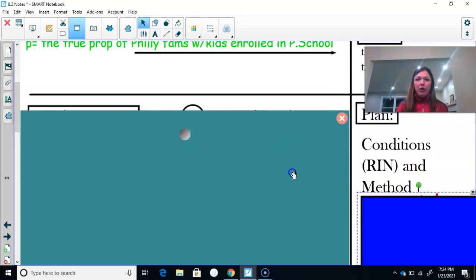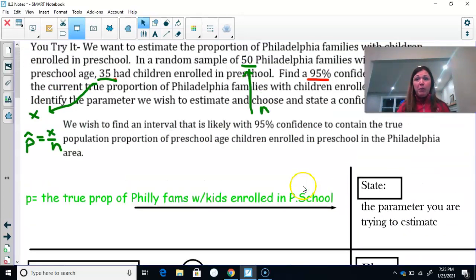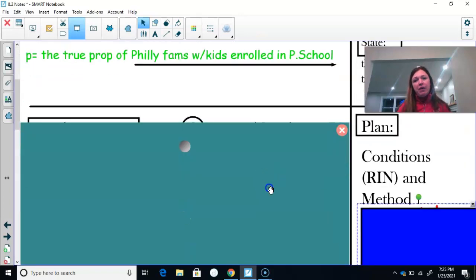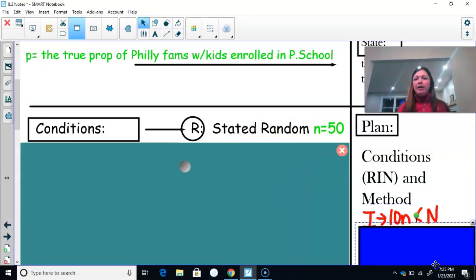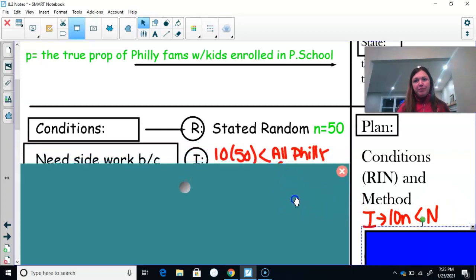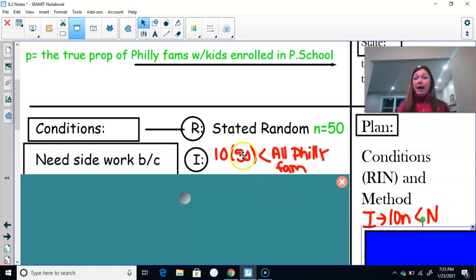Our conditions, we're going for a RIN. R, what does R stand for? Remember, that's our random sample. Do we have a random sample? And we can assume this as well if we need to. But it does state a random sample of 50 Philadelphia families. So there is our R. Stated random, n equals 50. Next is that independence condition. 10 times the sample size has to be less than the population size. Here we go, 10 times 50 has to be less than not the 50 Philly families, but all Philly families.